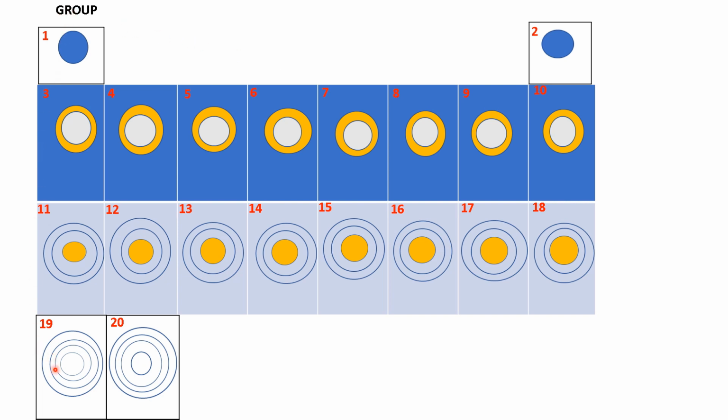The column refers to the group. We have groups 1 to 8. This is group number 1, group number 2, group number 3, group number 4, and group number 5. This is group number 6, group number 7, and group number 8.